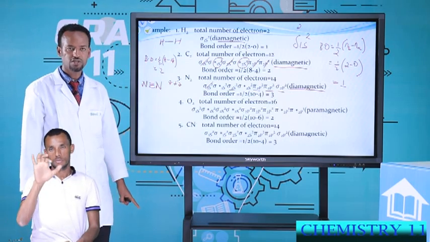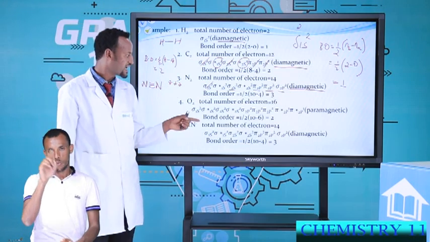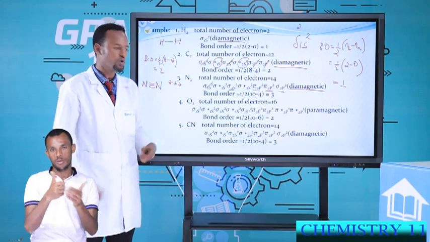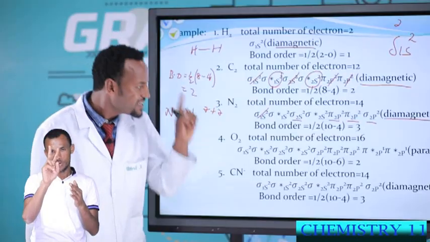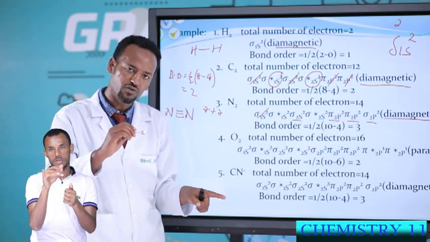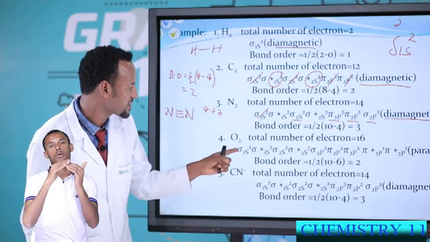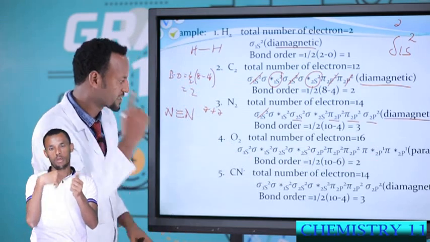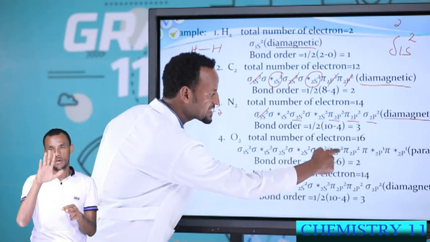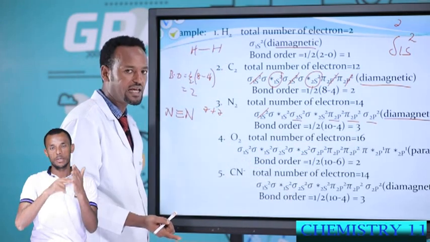Similarly, O2, oxygen. Oxygen is atomic number 8, so 2 oxygen is 16. In this case, the order is not similar to the previous one because the total number of electrons is greater than 40; this is the correct order. Look, 1, 2, 3, 4, 5, 6, 7. 7 means 14. How many electrons remain?